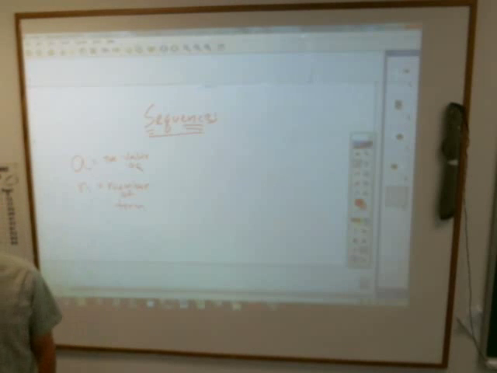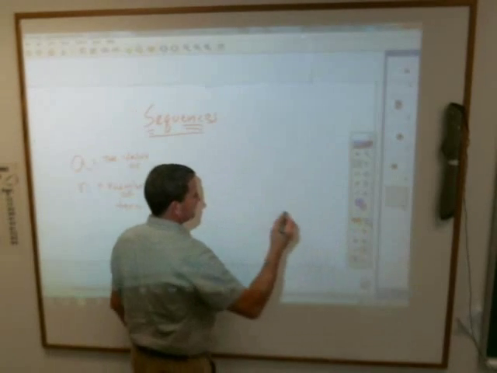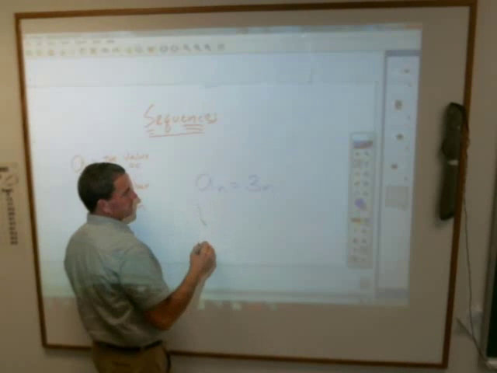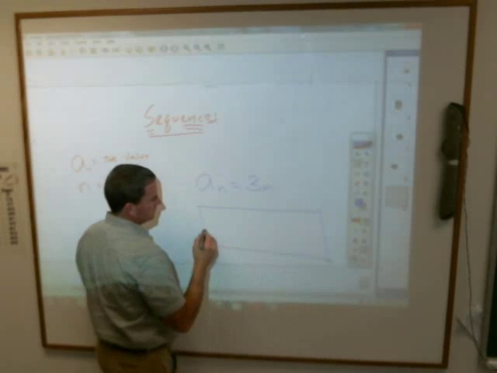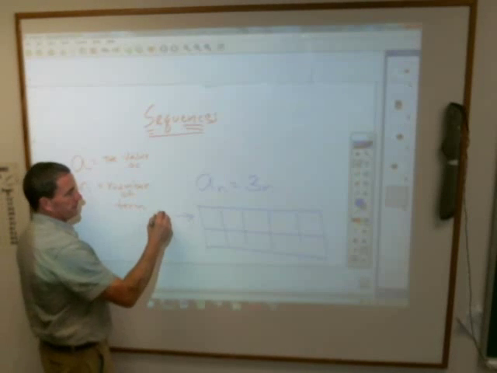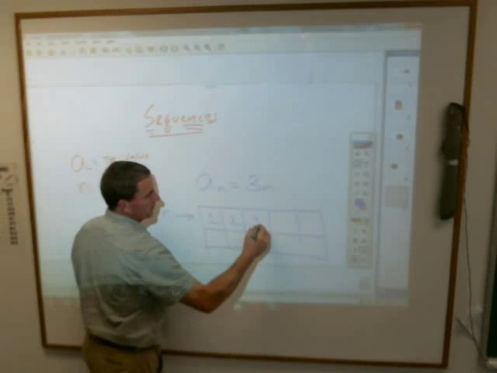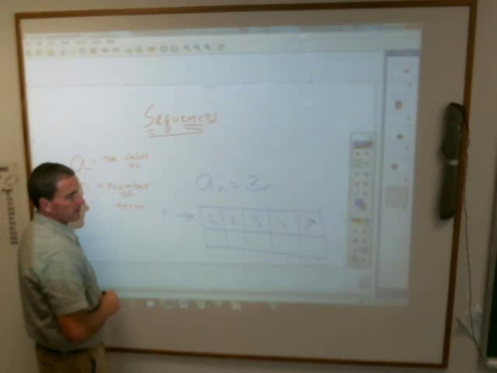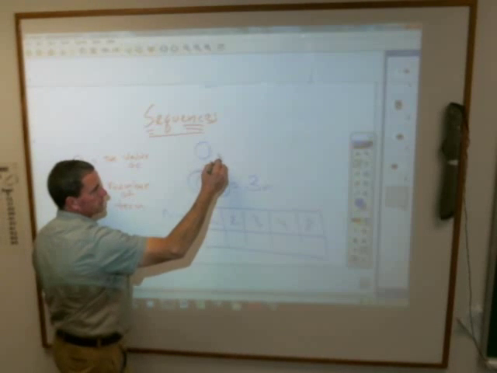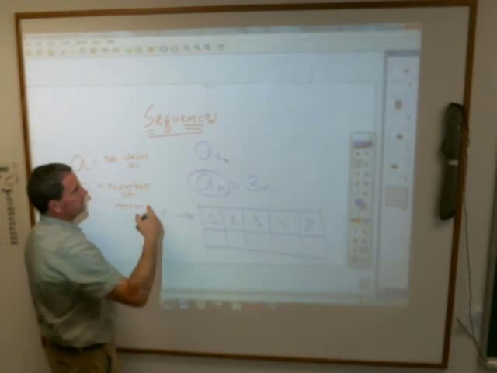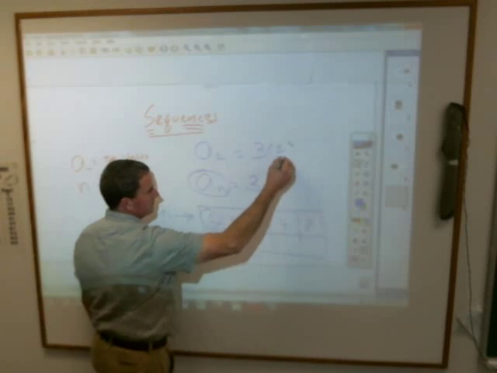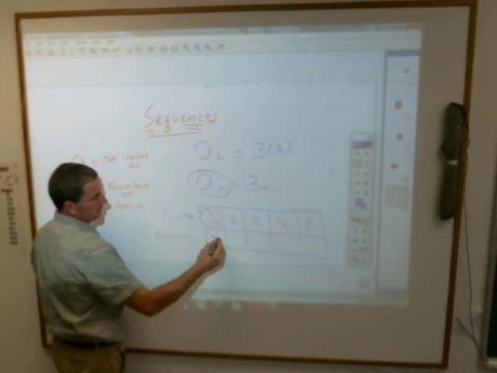So if you're given a sequence that looks like this, a sub n equals 3n, that means this. If you were making a table, the top number is the number of the term, that's your letter n. You can go 1, 2, 3, 4, it doesn't really matter, okay? So when you plug it in this formula, if you're looking for the first term, you put a 1 there, and that's the value of the first term. a sub 1 equals 3 times 1. So the letter A down here would be 3.